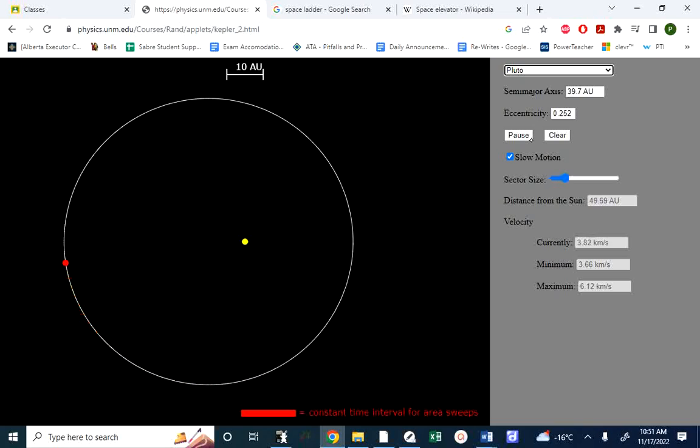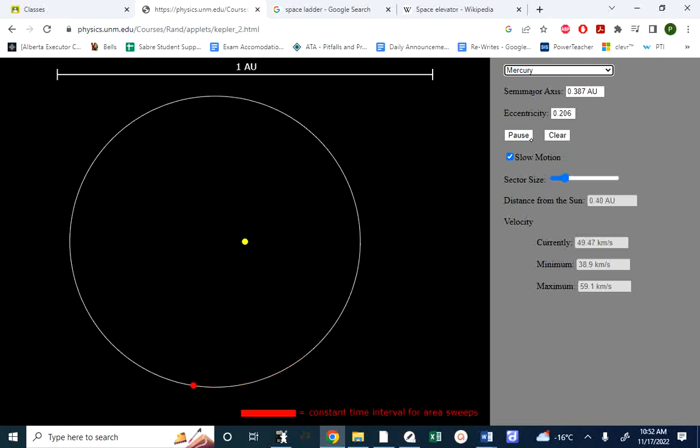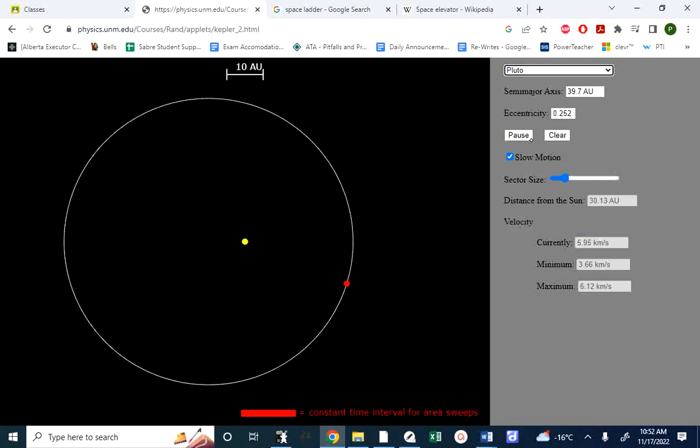The speeds of Pluto, if you look here, are between about 3.6 and 6 kilometers per second. Pluto moves a lot slower than Mercury because Pluto is already so much further away from the sun. Right? But when you compare the difference between the minimum and maximum speeds with something like Pluto, you discover it's fairly significant. It's going at the maximum speed, it's traveling almost twice as fast as it was at the minimum speed.